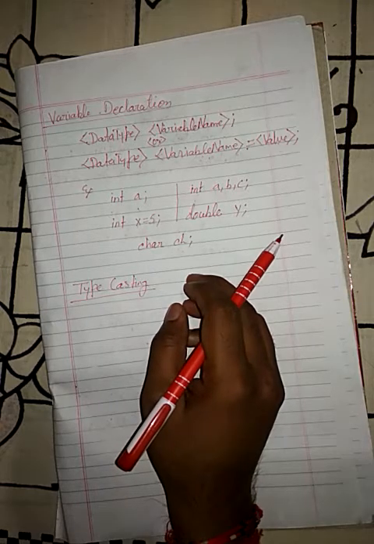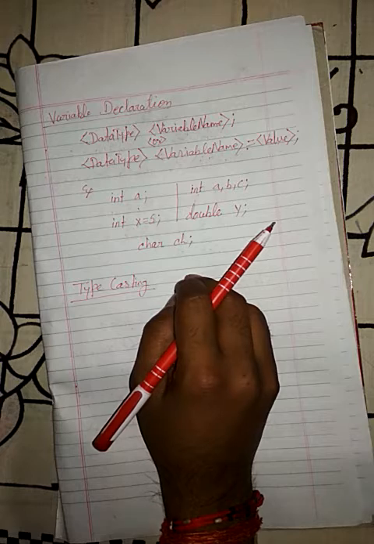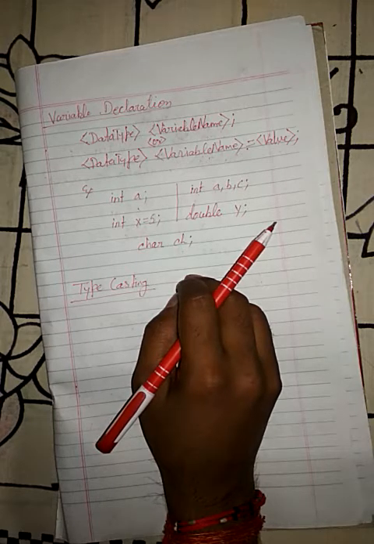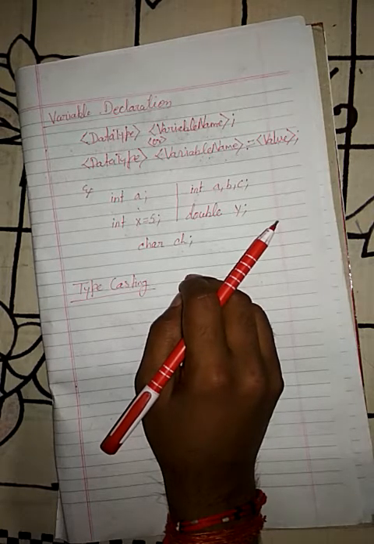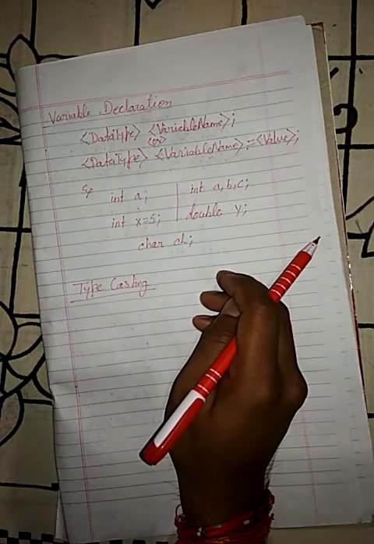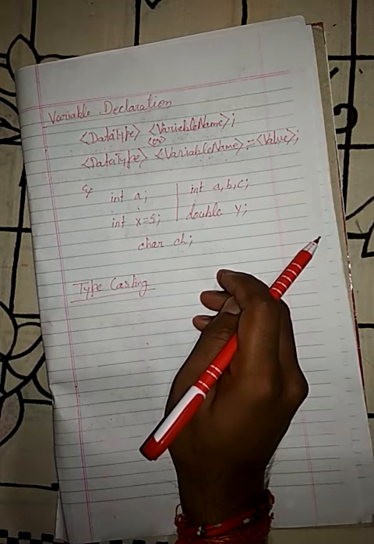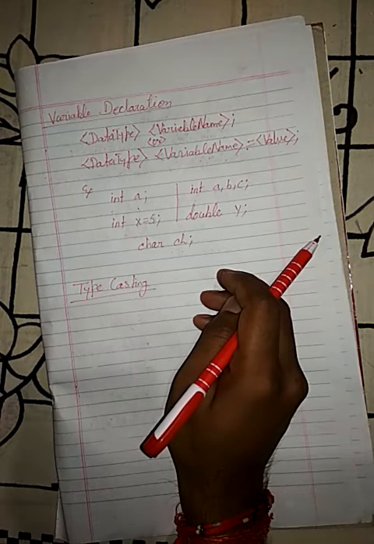What is typecasting or type conversion? Typecasting or type conversion means to convert a value or a type into another type. If you have a value of one type and you want to convert that type into another type, that is called typecasting or type conversion.